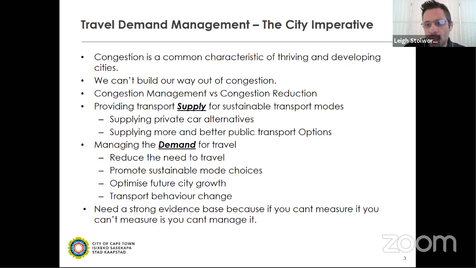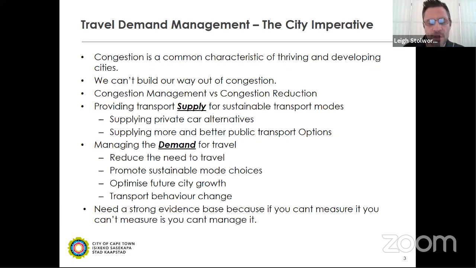So what the cities need to do is we need to sweat our assets. We need to make sure that we are using our network space as efficiently and as effectively as possible. And so we need to find a balance between providing the supply for sustainable transport modes, by supplying private car alternatives, by supplying more and better public transport options, but also balancing that with managing the demand for travel. So to reduce the need for people to travel in the first place. And if they do, to promote sustainable mode choices for those trips.